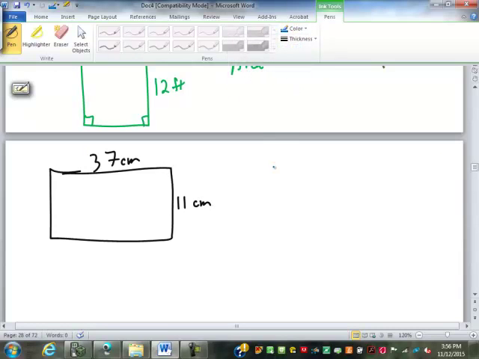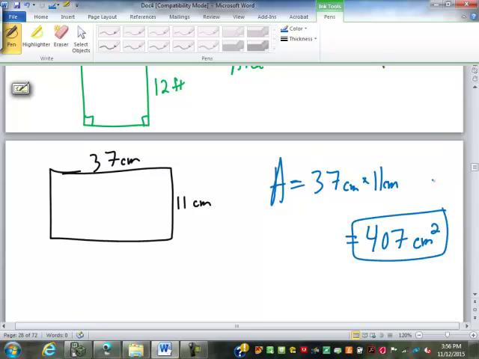In your notes, find the area of that. So we're going to take 37 centimeters times 11 centimeters, which will give us 407 centimeters squared. What do you think? Not so tough?